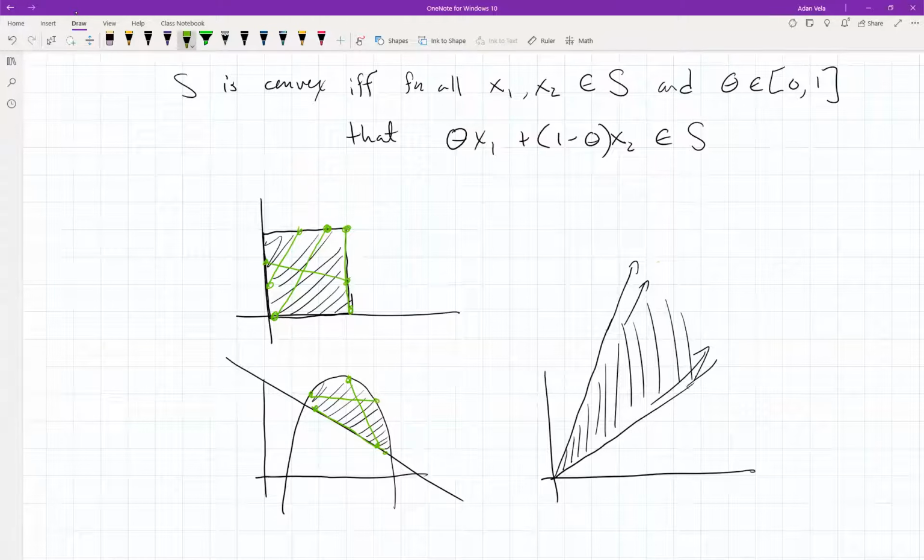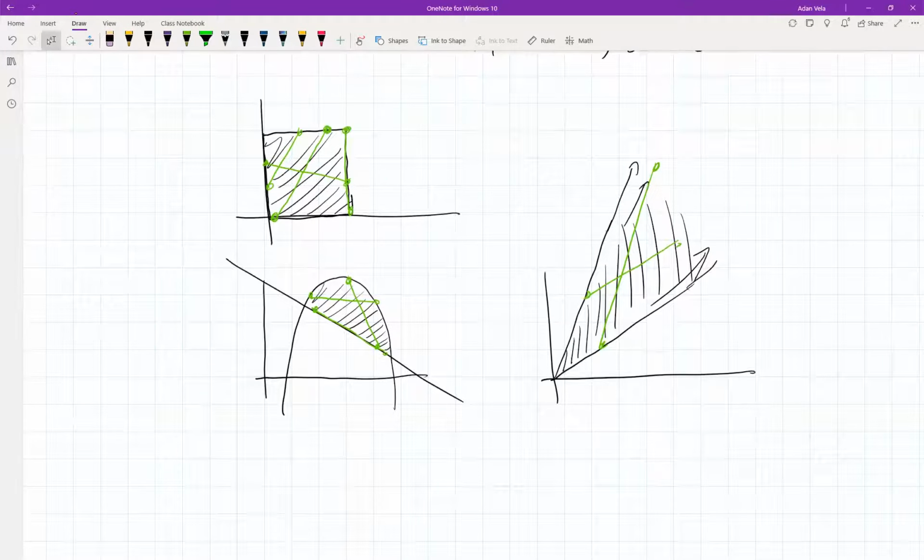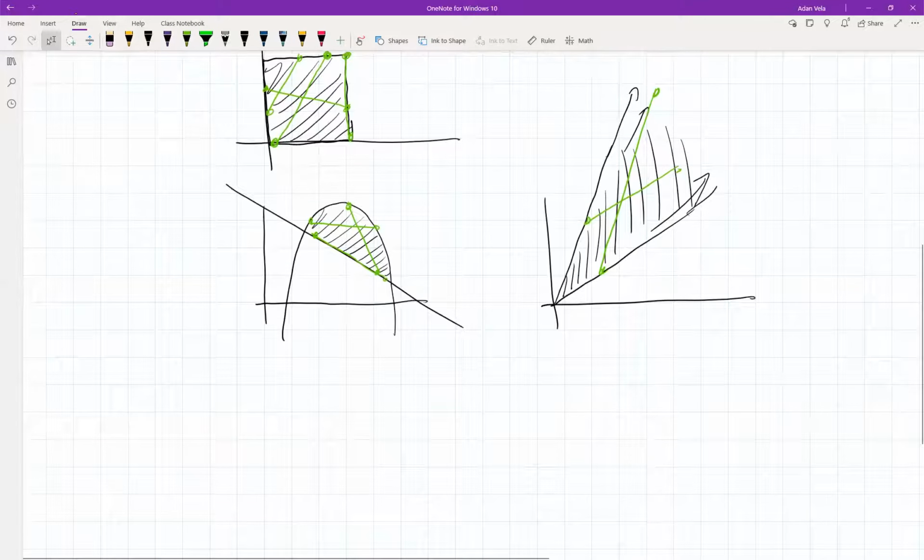This is also a convex set. I'll do a few more because these I think are always good examples.